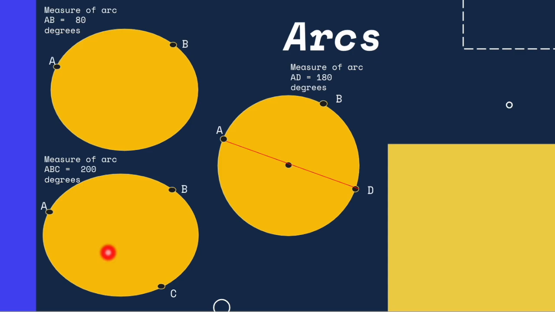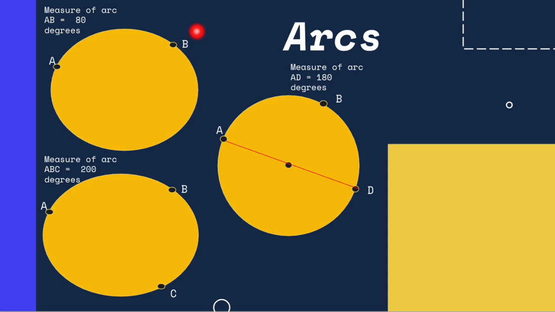For example, in arc ABC, the measure of its arc is 200 degrees. I know that this is a major arc because its measure is greater than 180. Secondly, for an arc to be considered minor, its measure must be less than 180 degrees. For example, in arc AB, the measure of its arc is 80 degrees. This is a minor arc because its measure is less than 180.